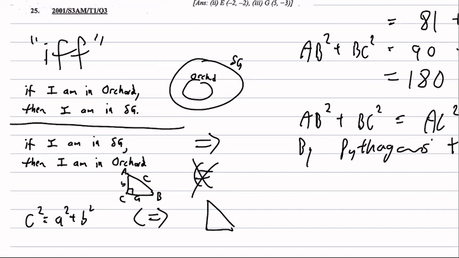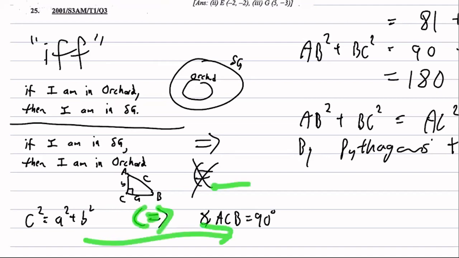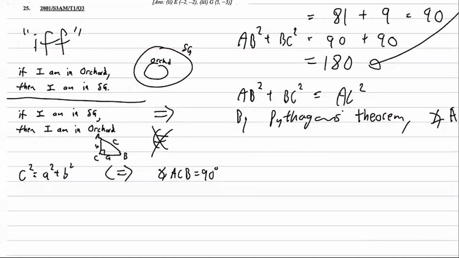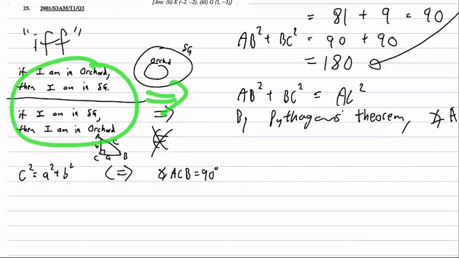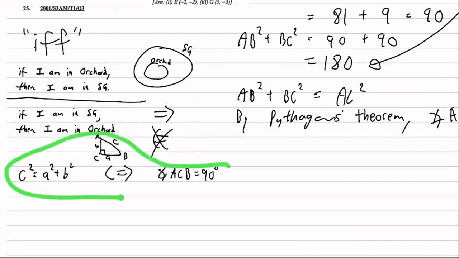Then the conclusion is that angle ACB is equal to 90 degrees. This is an if and only if statement, meaning it goes in both directions. Does it make sense? So certain statements only go in one direction, but the other direction is wrong. But Pythagoras theorem goes in both directions.